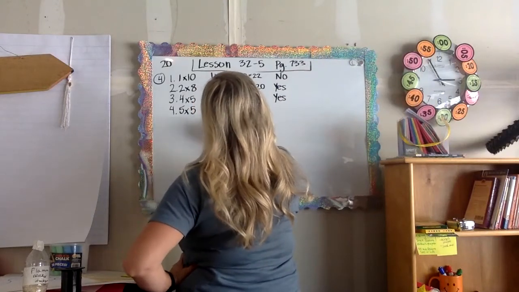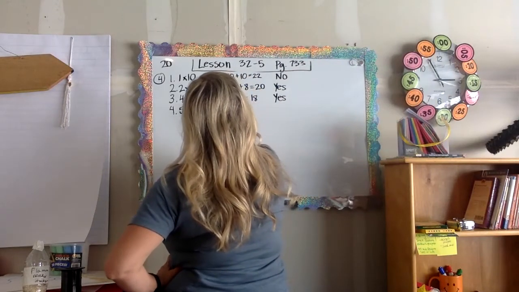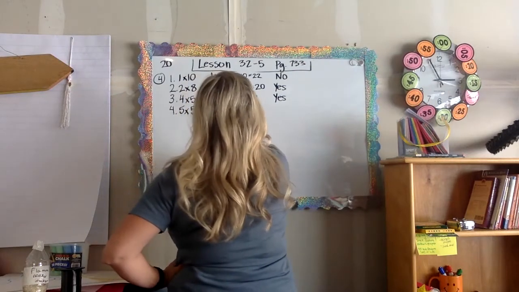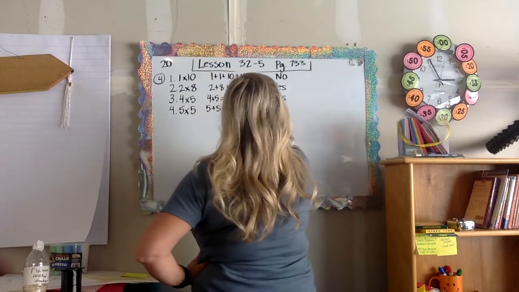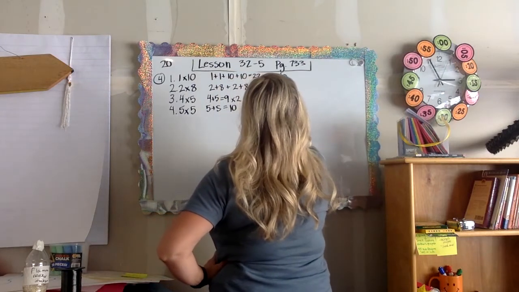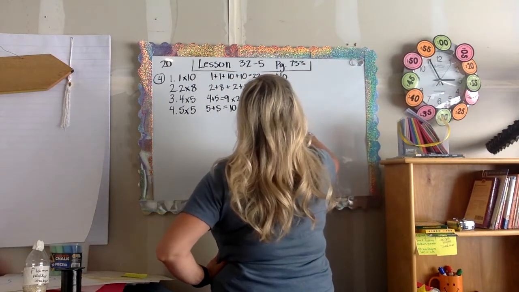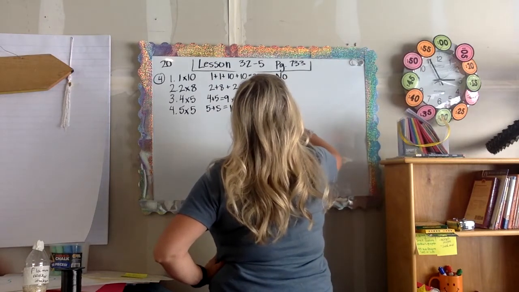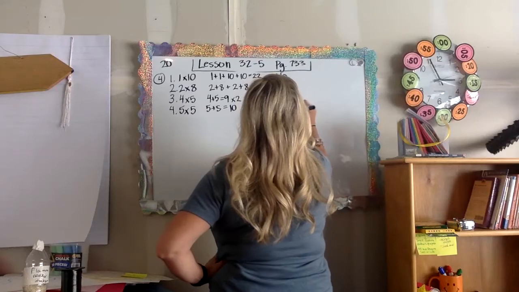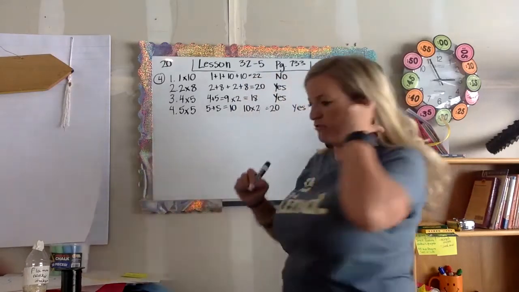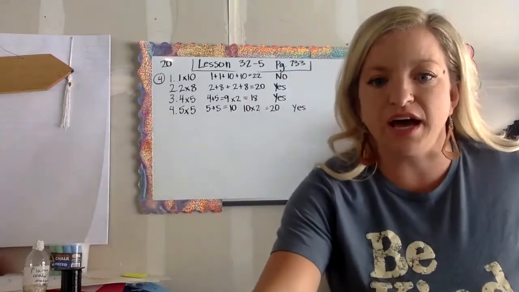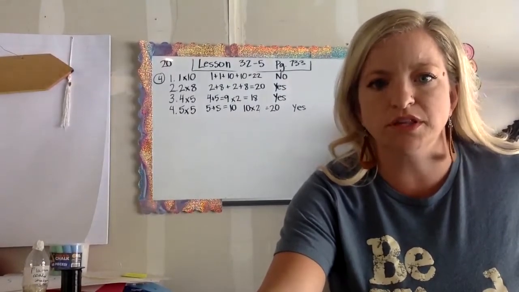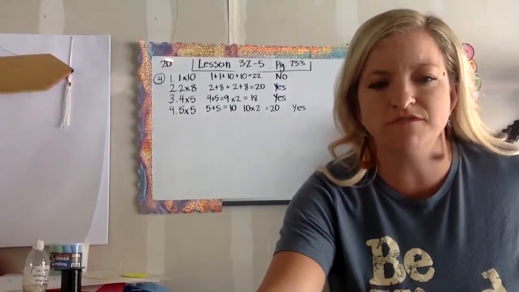let me see. This one would be 5 plus 5 is 10. 10 times 2 is 20. So yes, she would have enough. Okay, that is how that would work out, assuming that she had only 20 feet.